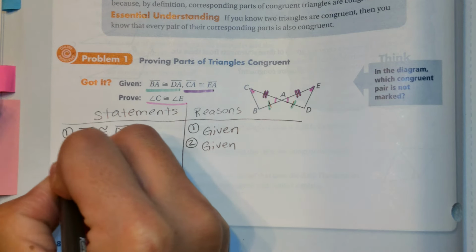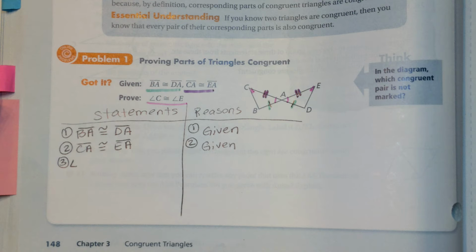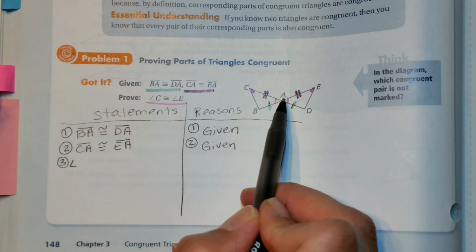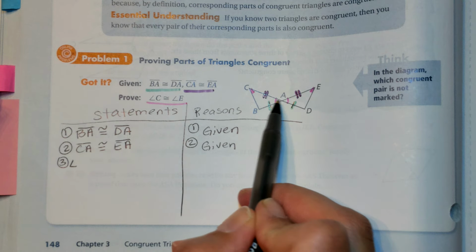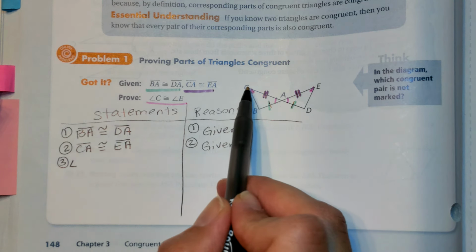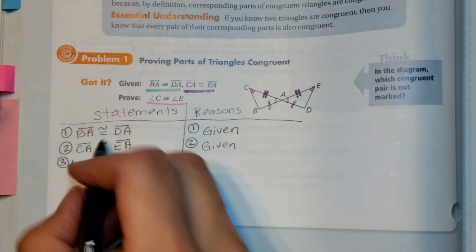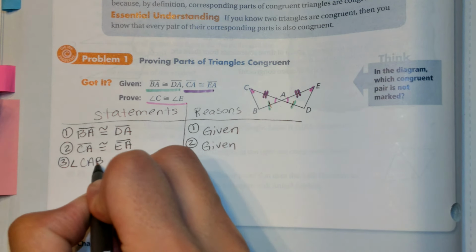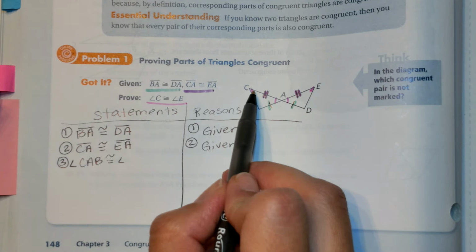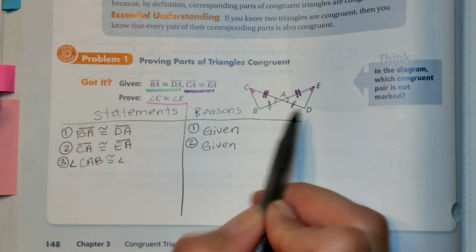So for number 3, I'm going to name those 2 angles. I can't just say angle A because at A, there's actually 4 angles: top, bottom, left, and right. So I have to use the 3 letters to name them. So I could say CAB or BAC. I'll just say CAB. Angle CAB is congruent, corresponding to C is E, so EAD.